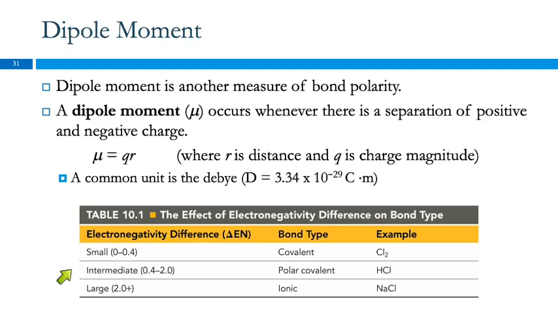Electronegativity difference: small, medium, large. Bond types: covalent, polar covalent, or ionic. And here are some examples.